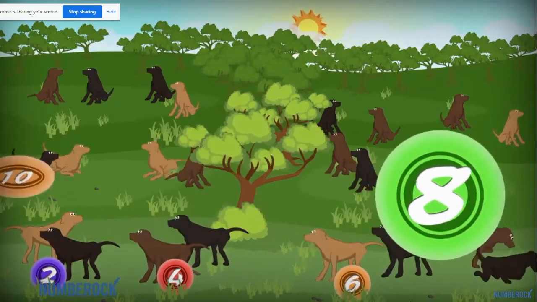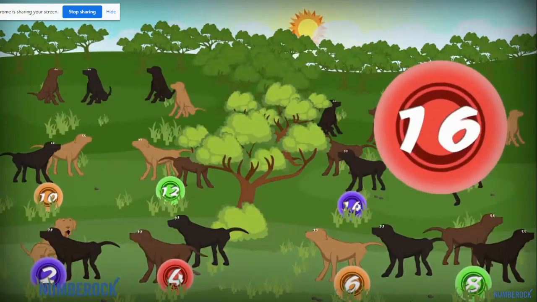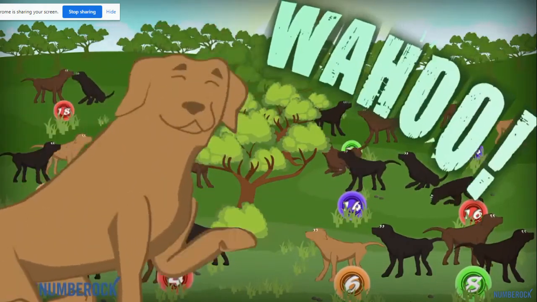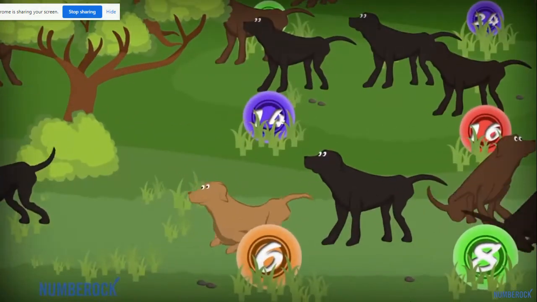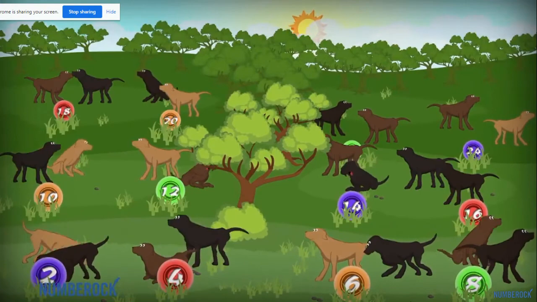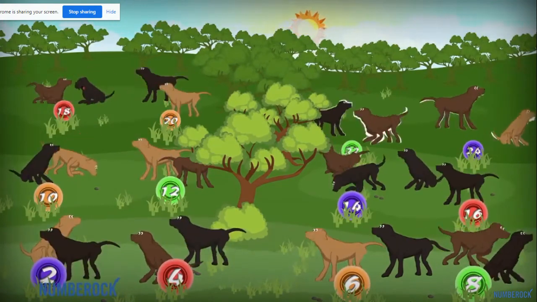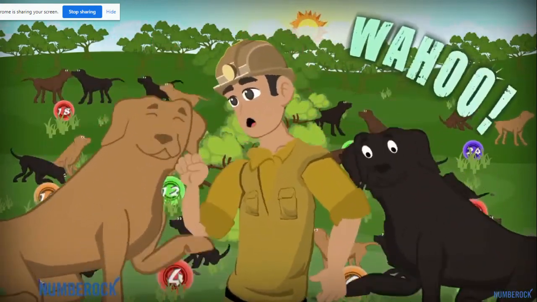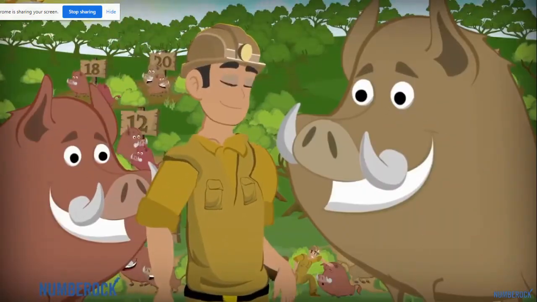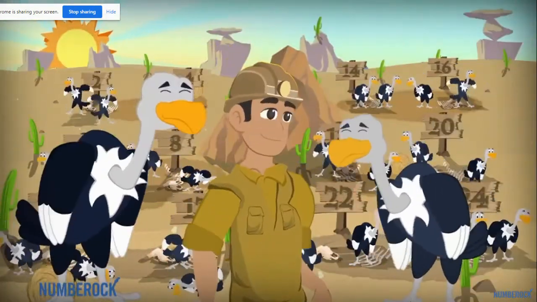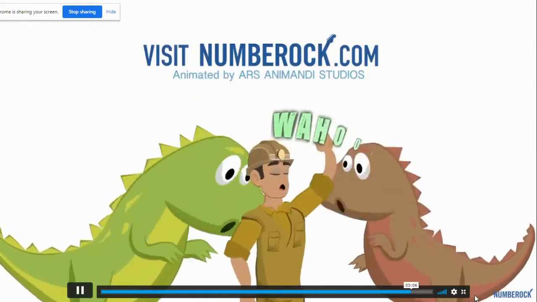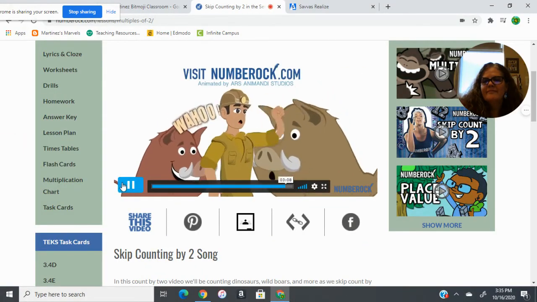2, 4, 6, 8, 10, 12, 14, 16, 18, 20, 22, 24. Barking Labradors. They get together in twos like they often do. And when they do, they all sing wahoo. Wahoo. Wahoo. Wahoo.